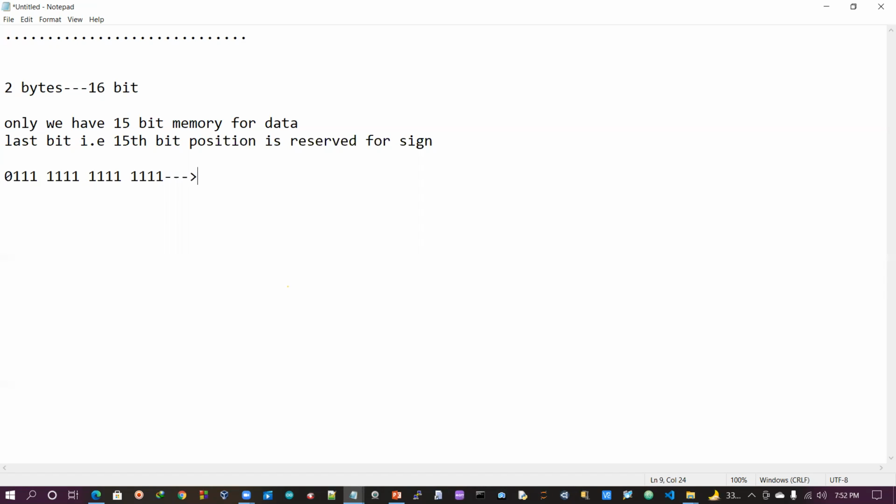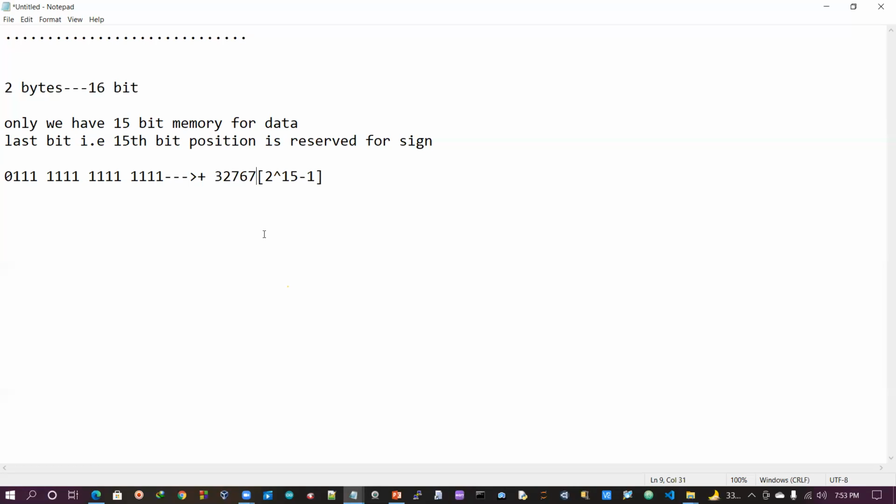Already you have the formula. So this is what you can calculate like this: 2 power how many? How many ones do you have? 15. Just 2 power 15 minus 1. I'm not going to calculate, but if you calculate, you will definitely get 32,767. Understand the points?